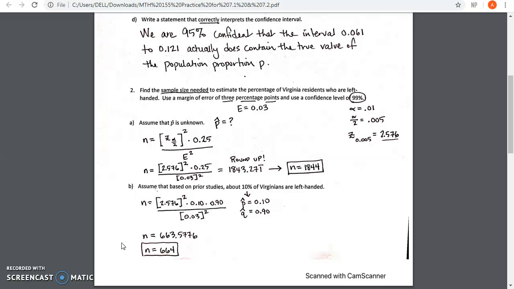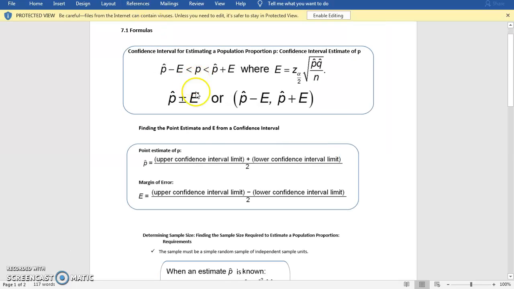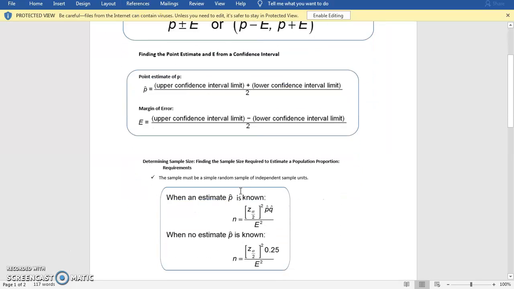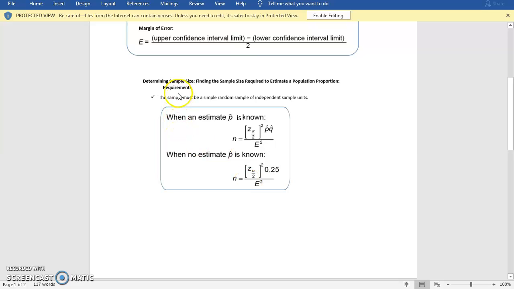Okay, so for this one, you're going to use the formula sheet. If you go down to the bottom of your formula sheet, you'll see determining sample size, finding the sample size required to estimate a population proportion. The requirements are the sample must be a simple random sample of independent sample units. Now there's two different formulas depending upon whether or not you have an estimate for your p-hat or if you do not have an estimate for a p-hat. So you'll use whichever formula is applicable to that particular problem.